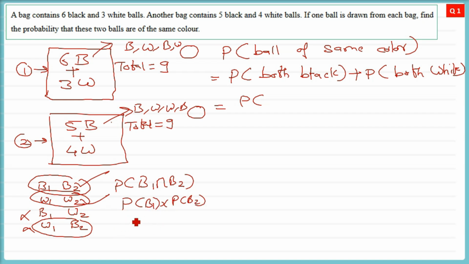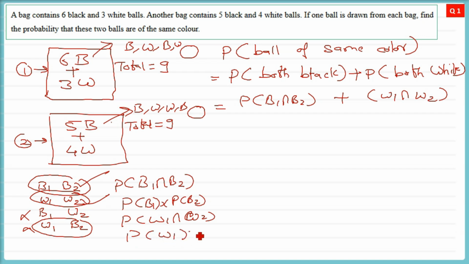Similar for the second logic. Probability of both white, so W1 intersection W2, that is first white and second white. So we have P(W1) multiplied by P(W2). So we have P(B1) multiplied by P(B2) as the first one and the second one P(W1) multiplied by P(W2). So we need to find out the probabilities now.